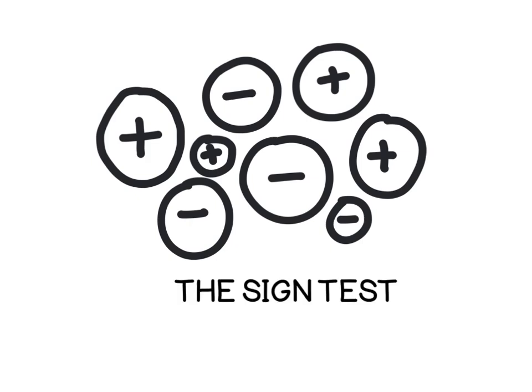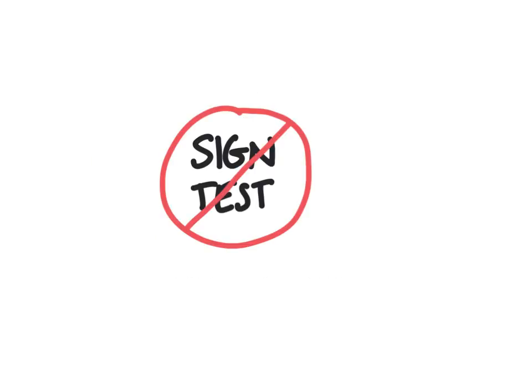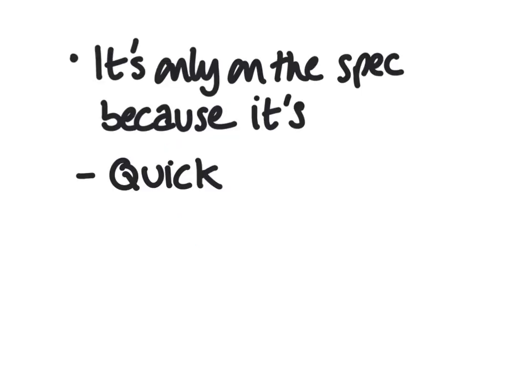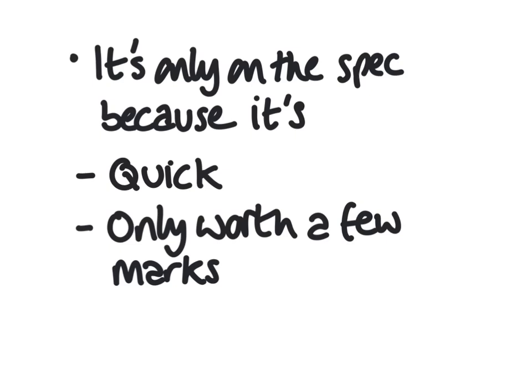The sign test. Remember, this is the only test you'll actually be asked to calculate in an A-level psychology exam. You'd never use the sign test in any other circumstances. If you find yourself doing the sign test, then you've done something really wrong. It's included in the A-level paper because it can be done quickly in a way that justifies the few marks that it's worth.